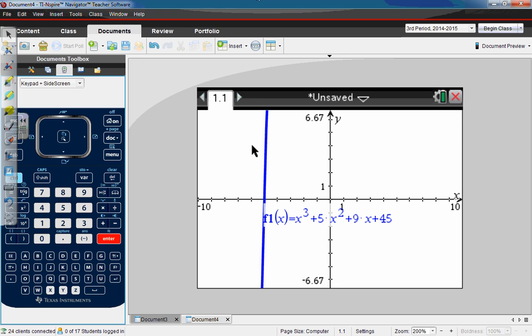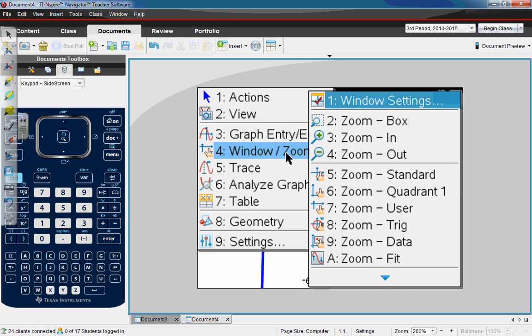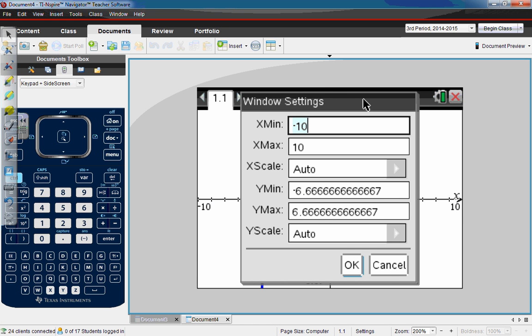Well, how many do I know I'm going to have right now? I have to have at least 1. So I have at least 1. But could I have 2 more? I could. So what do I need to do? I need to change my window by hitting menu, window, zoom, and then go to window settings. But what did I say I could change my window settings to become now? -46 to 0 would be fine with me, because why?